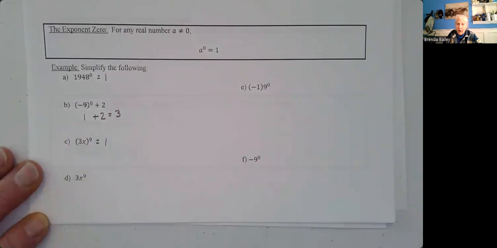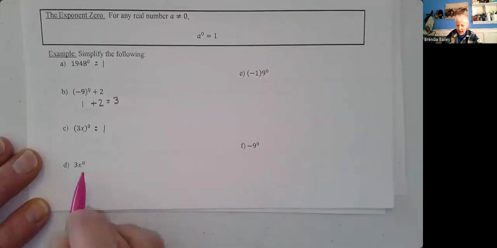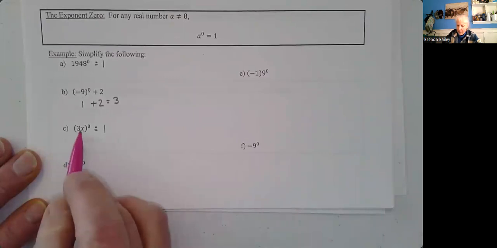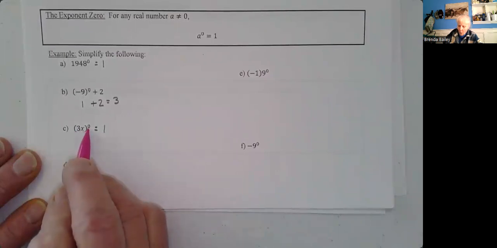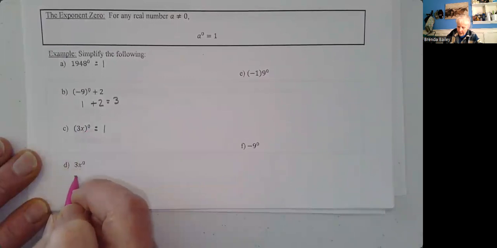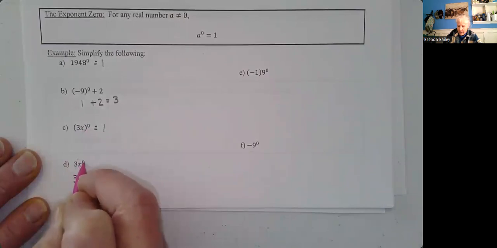D and C are very different. Without the parentheses, the only thing with an exponent is the x. The 3 is not a part of the 0 power any longer. Without the parentheses, the 3 is not a part of that 0 power, which means it's 3 to the 1st, it has a 1 there, times x to the 0 is 1.